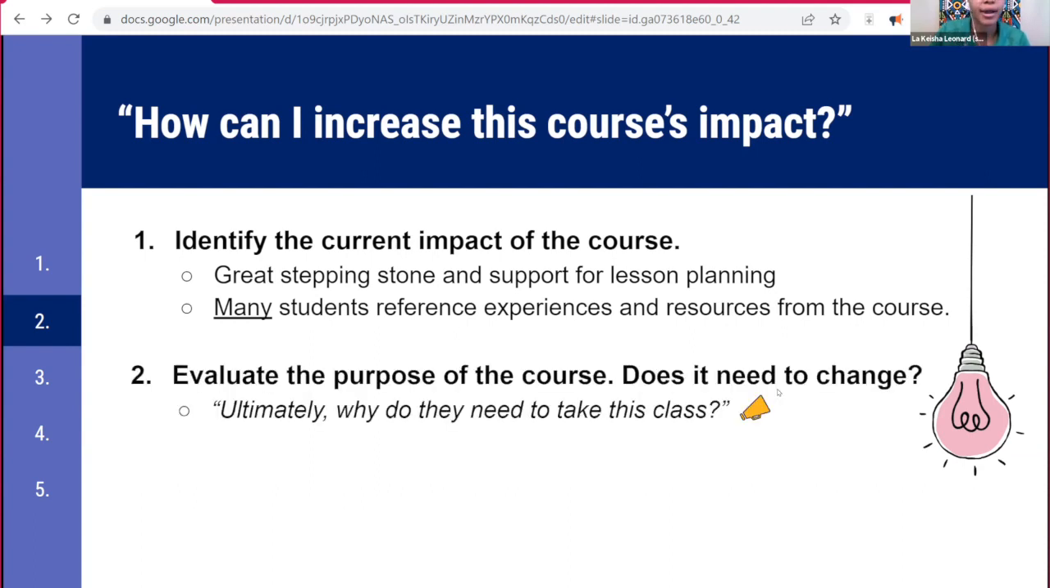From there, I evaluated the purpose of the course and I asked myself, does it need to change? In layman's terms, I asked myself, ultimately, why do they need to take this class other than that the catalog says they need to? Okay, so really quick, I want to be kind of engaging with y'all. I want to give y'all about maybe 30 seconds to throw in the chat an answer to this question based off of what you know, or if you have this type of course in your program. Why do students need to take this type of class?